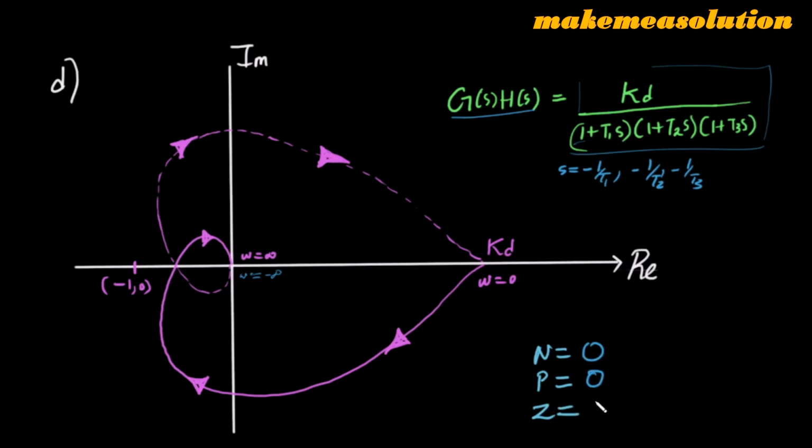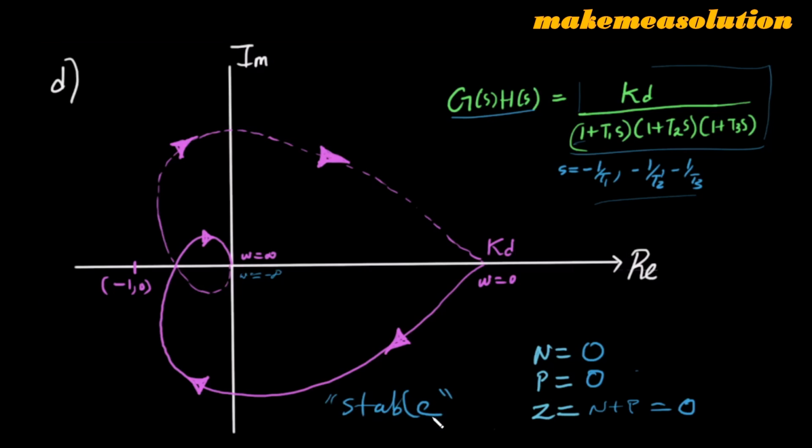So in this case, our Z is going to be N plus P, which is 0 plus 0, which is 0. So the system is open loop stable in the sense that all the poles are negative. Then it's also closed loop stable, and eventually it's stable.